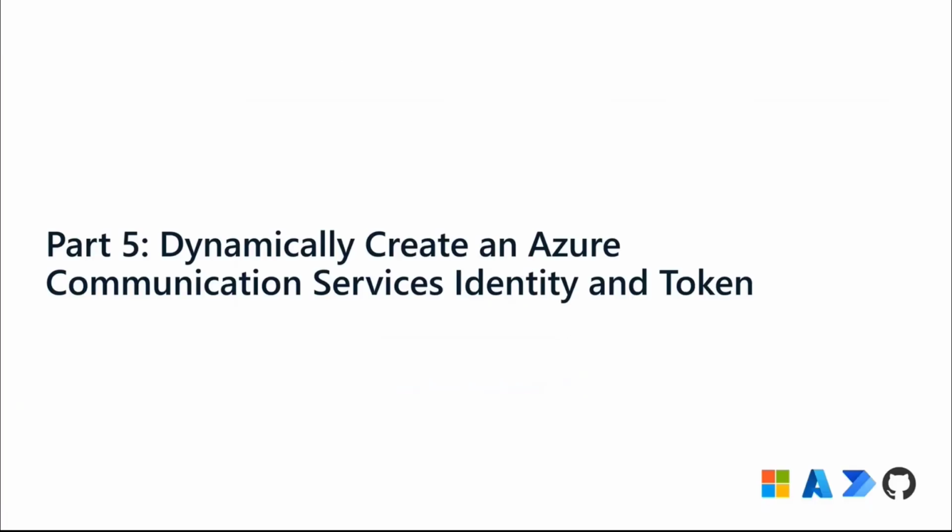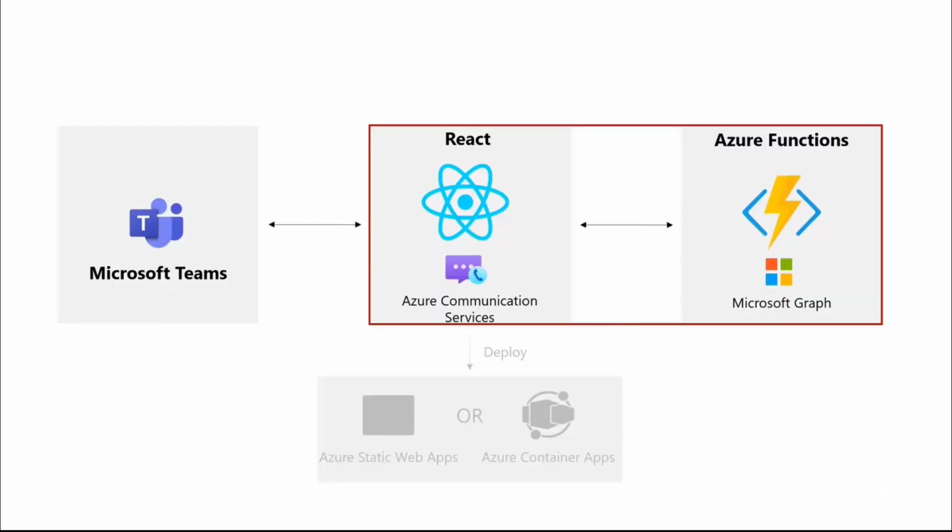So this week, we will be focusing on dynamically creating an Azure Communication Services identity and token. This will be under the React Azure Communication Services and connection with Azure Functions. So we are creating the token for our client, where we don't ask for any login or any permissions from the client side. But of course, for all the clients, we need some sort of a user token for them to join the meeting through Azure Communication Services.